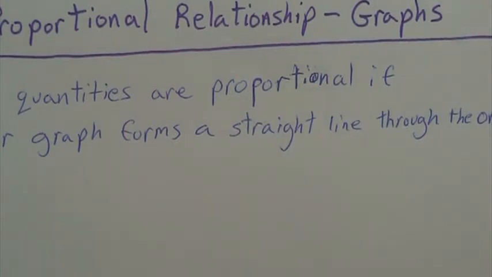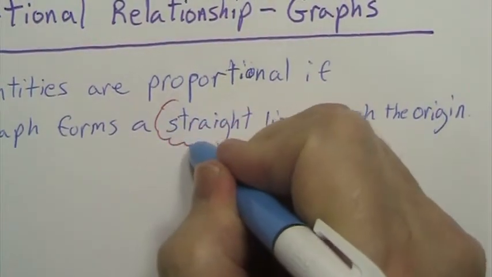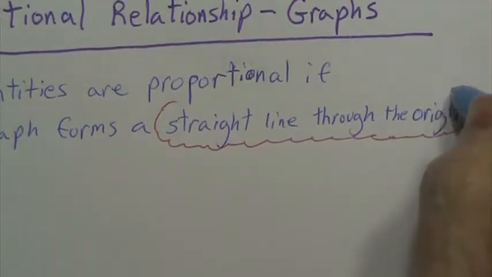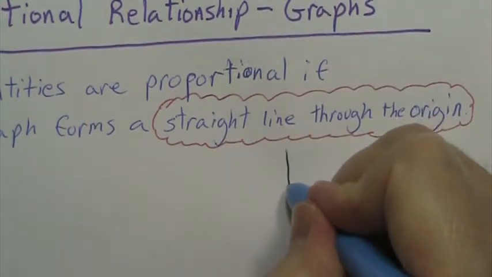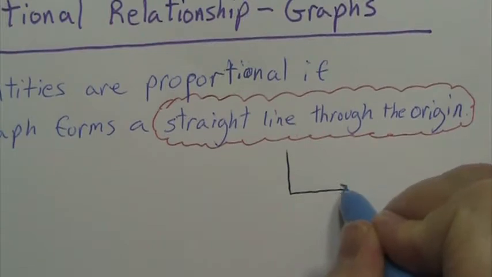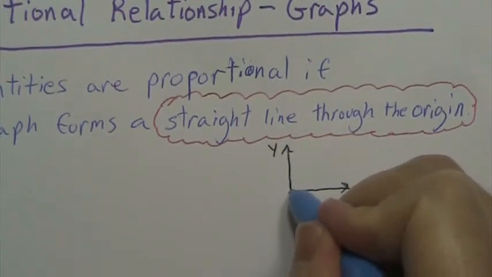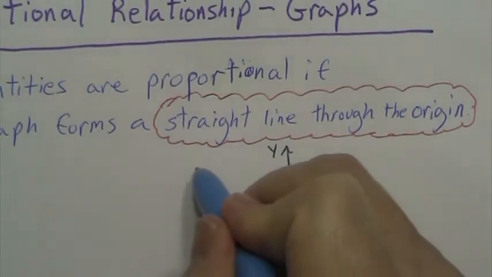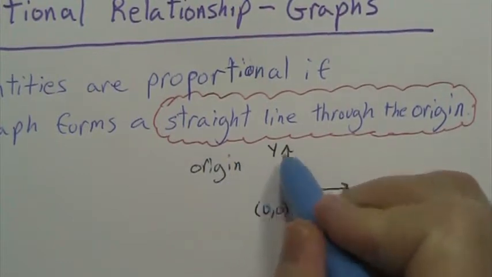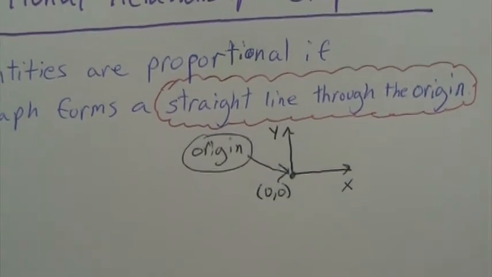And I am just going to do this because this is the important part. Straight line through the origin. And in case you forgot, I'll just put a little thing here. This is the Y. This is the X. And this point right here, 0, 0, that's called the origin. Right there. That's the origin.